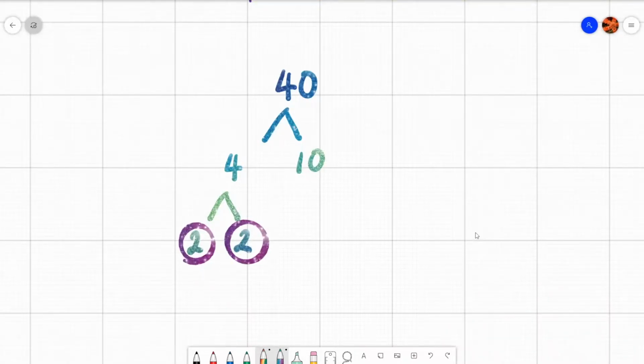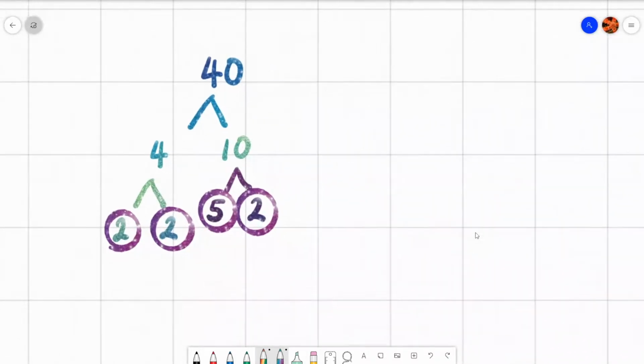But I haven't circled the number 10 because it wasn't prime. So I've got to split that up again. So another two numbers that times together to make 10 this time. 5 times 2. Now I know that the number 2 is prime, so I can circle that. And I know the number 5 is prime, so I can circle that. And that's it, my tree stops because I've circled the numbers and I can't split any of the numbers up any further.